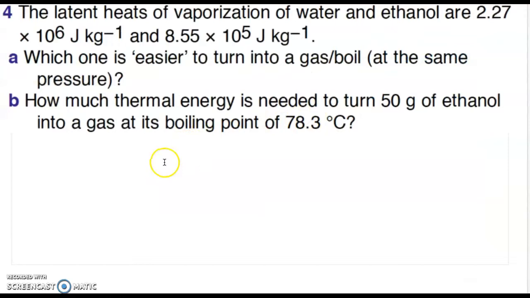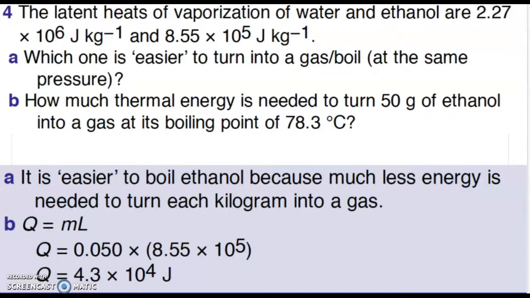Okay, so let's see if you get this now. We have the latent heat of vaporization of water, that's the amount of energy needed to go from a liquid to a gas, and ethanol are 2.27 times 10 to the 6 joules per kilogram and 8.55 times 10 to the 5 joules per kilogram. Which one is easier to turn into a gas? And how much thermal energy is needed to turn 50 grams of ethanol into a gas at a boiling point of 78.3 degrees? Try it now. Switch off the video and have a go. See if you can use the equation. I hope you've tried it before you're checking the answer.